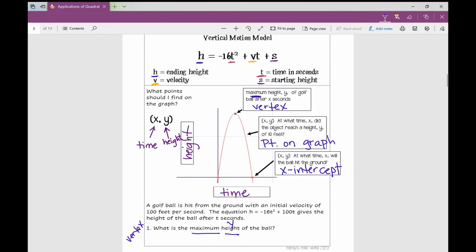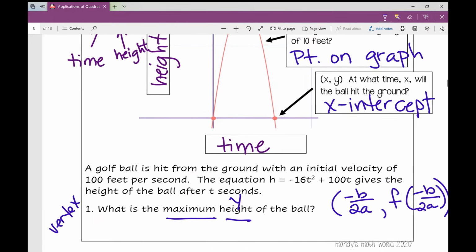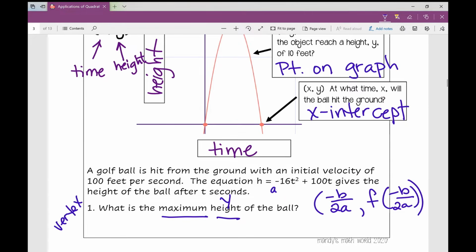Okay, so how do we find our vertex? Well, I know that the x value of my vertex is negative b over 2a. And then the y value of my vertex is going to be whatever the y value is when I plug in that x value. So let's do that. In this particular case, a is negative 16 and b is 100. So I'm going to plug in negative b over 2a. So negative 100 over 2 times negative 16.